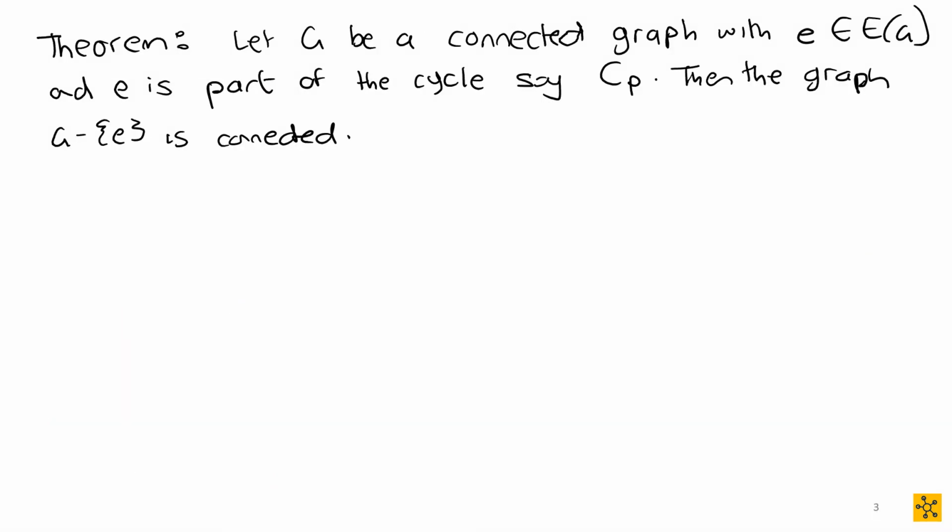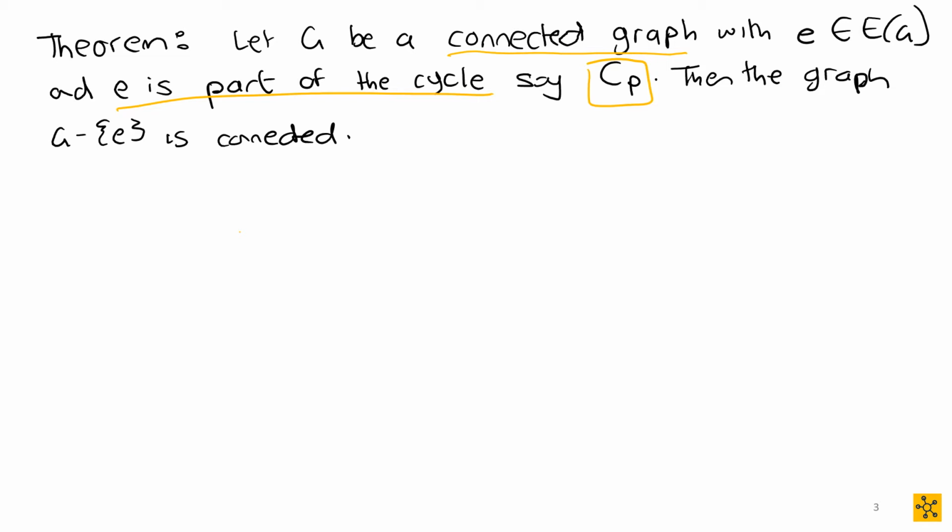Okay, so we begin with the theorem statement. Let G be a connected graph. So the key word there is connected graph, with an edge E an element of the edge set. And E is also a part of a cycle. So we're going to name this cycle, we're going to call it CP. So E is part of this cycle. Then if we remove that edge, which is a part of the cycle, your graph with the edge removed is still connected. And we're going to have to prove this.